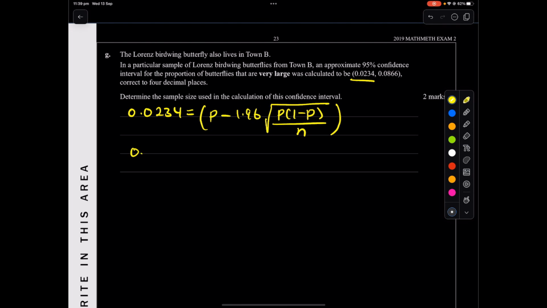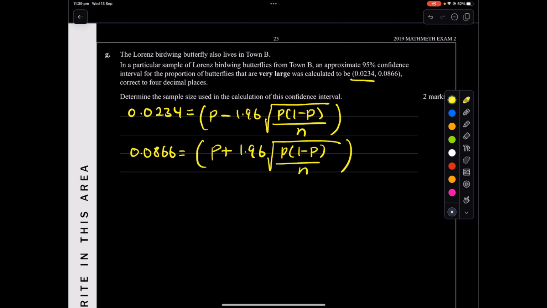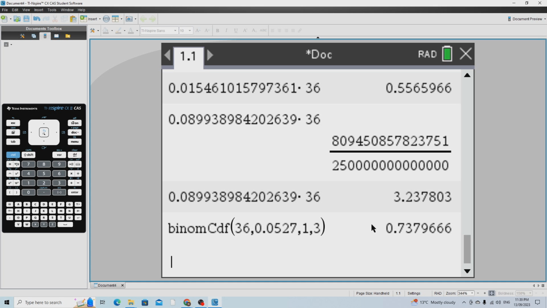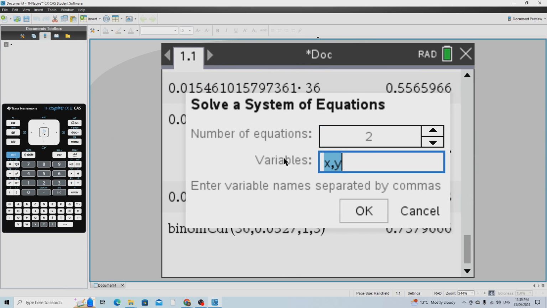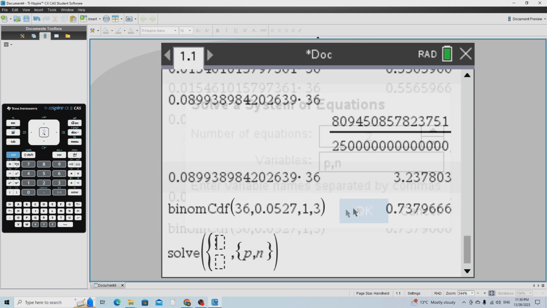And for the other one, 0.0866, it's the same, but there's a plus over N. So we have two simultaneous equations that we can solve for P and N, but we just want N. So let's use our calculator here. Go on menu, algebra, solve system of equations for the values of P and N.